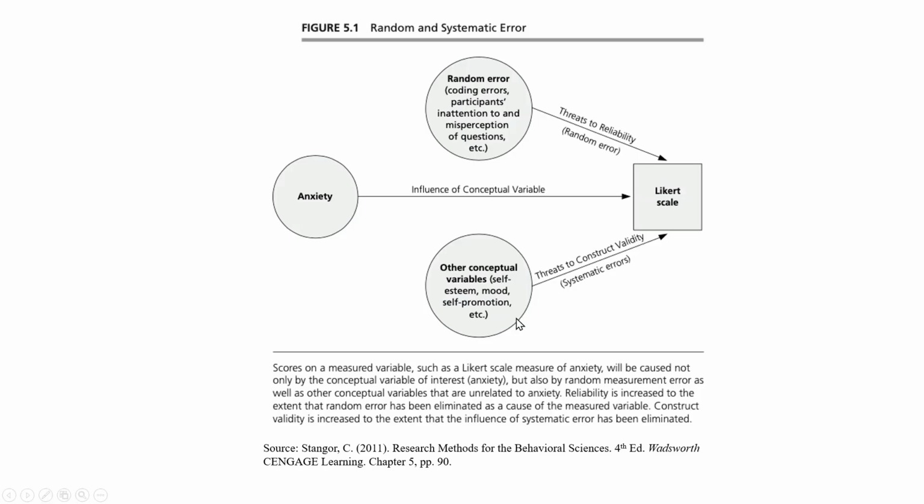But in the case of systematic error, you have other conceptual variables in play, for example, self-esteem, mood, self-promotion. With reference to the previous example, we can talk about things like parents' disciplinary style. We can talk about other things as well, personality factors may come in. These basically are threats to the construct validity. They confound the actual measure that you are taking, and that is referred to as a threat to the construct validity of the experiment. What is it that you are trying to measure?